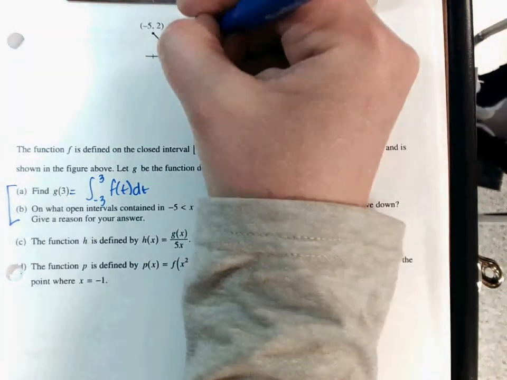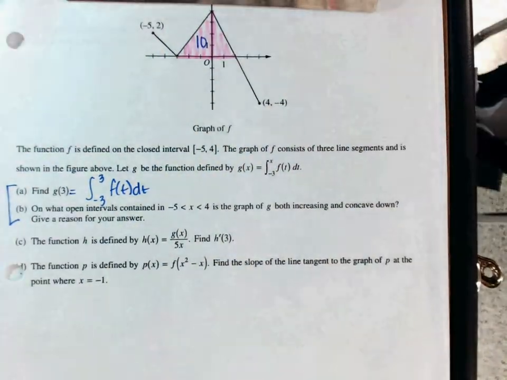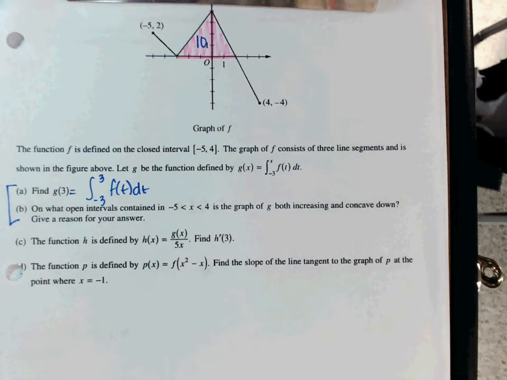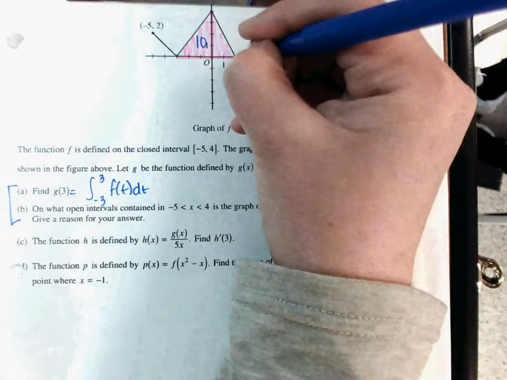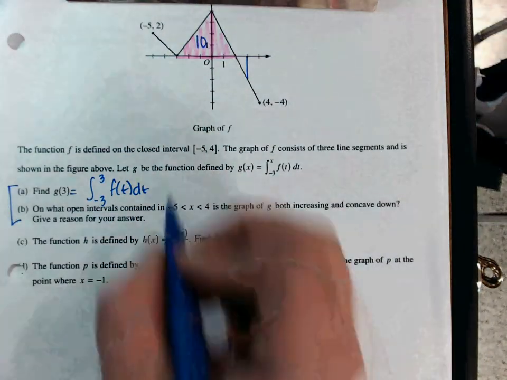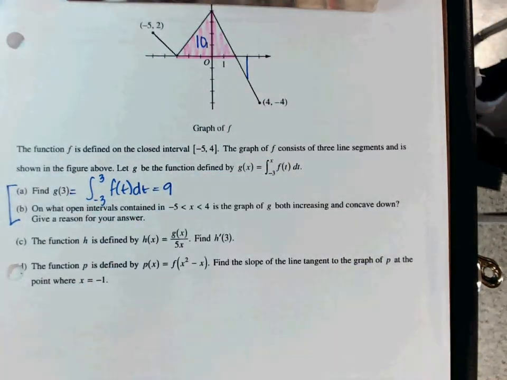So you can break it up. I think one side it looks like came out to be 6, and the other one was 4. But you don't have to. It's just base times height over 2. Okay, and then this piece came out to be 1. So it would have been 9. Okay, part B is where I kind of want to focus.